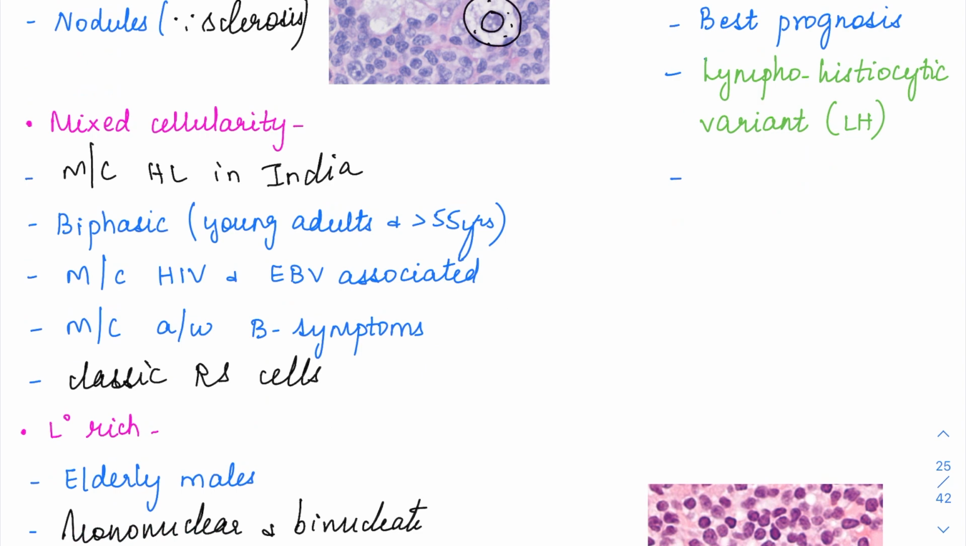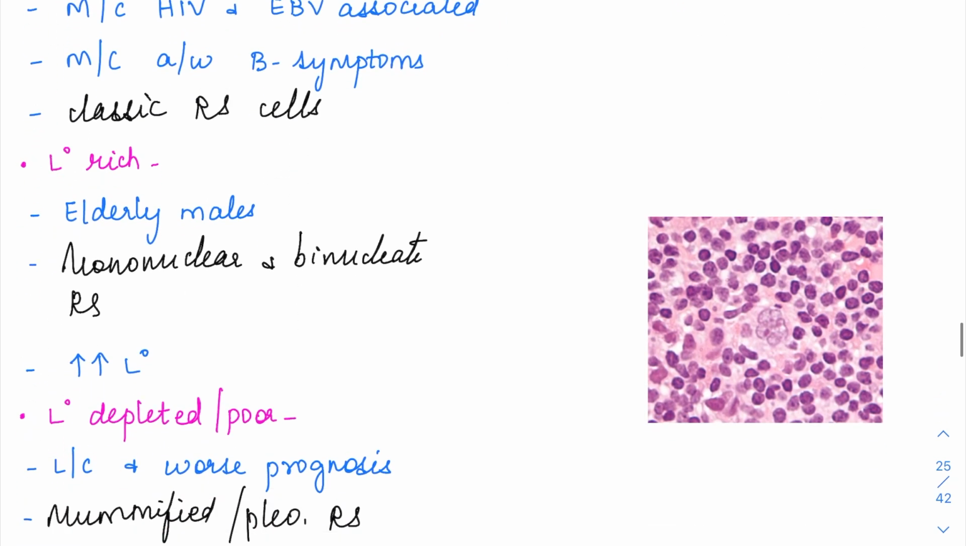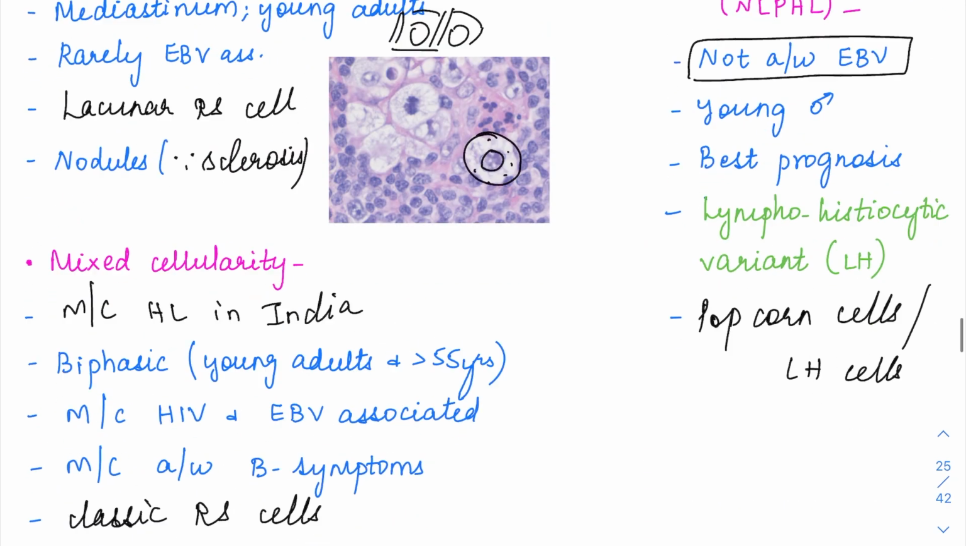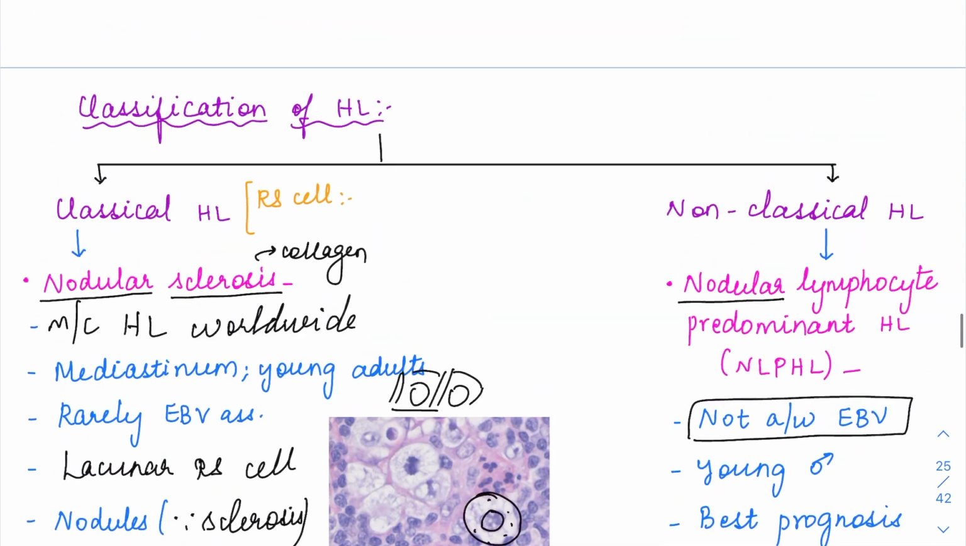The type of RS cells which we see here are called popcorn cells or LH cells, lymphohistiocytic cells. Okay, popcorn cells because they appear like popcorn. Like the kernels of the popcorn, the nucleus appears multilobated. So it is called a popcorn kind of RS cell. Okay.